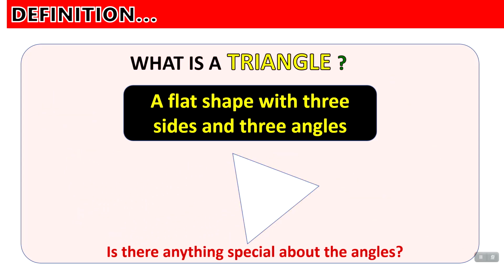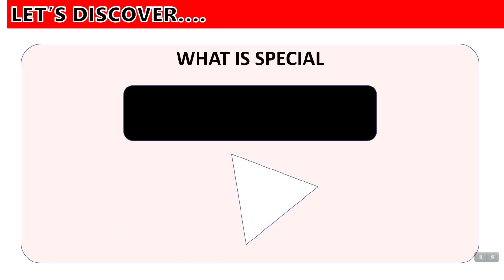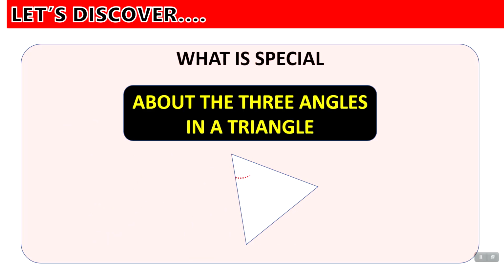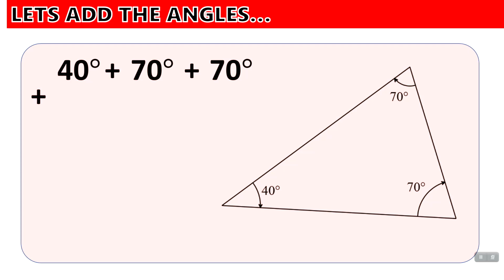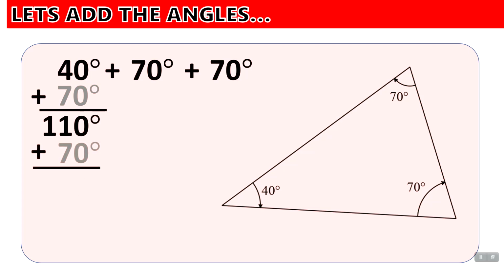Let's look at the triangle and find out. We're going to discover what is special about the three angles in a triangle. 1, 2, 3. Let's look. First, let's add the angles in this triangle and see what sum we get. We can see that the first angle is 40 degrees plus 70 degrees plus 70 degrees. We're going to add those three numbers now. 40 plus 70 is 110, plus the third angle of 70 gives us a total of 180 degrees.